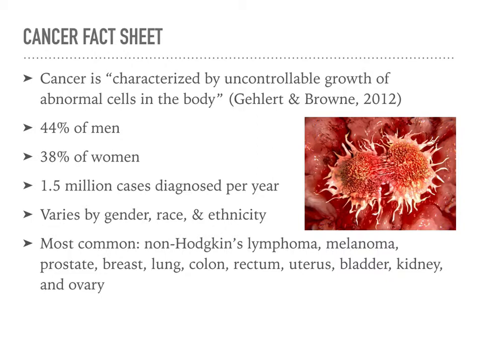Just a little background on what cancer actually is. It is characterized by uncontrollable growth of abnormal cells in the body. It's estimated that over an average American lifespan, 44% of men and 38% of women will develop some form of cancer, and there are approximately 1.5 million cases diagnosed each year. Of course, these cases vary by gender, race, and ethnicity, but the most common are non-Hodgkin's lymphoma, melanoma, prostate, breast, lung, colon, rectum, uterus, bladder, kidney, and ovary.